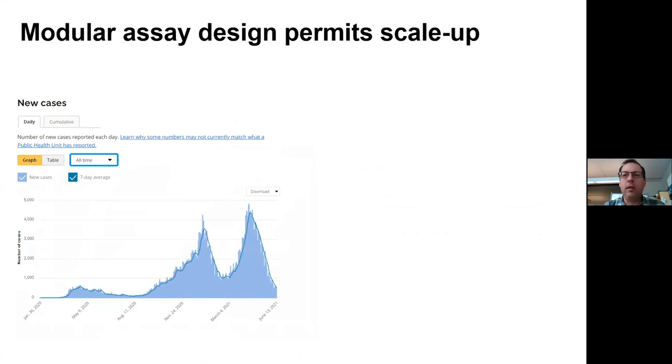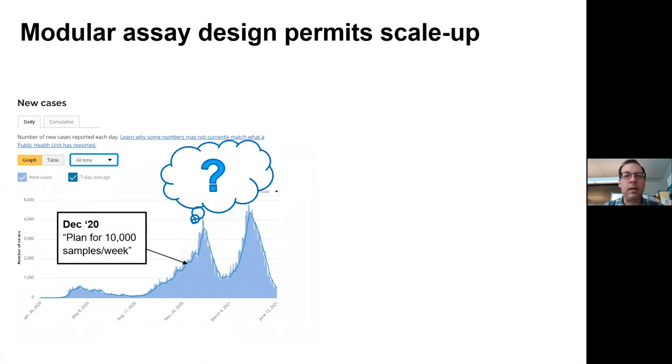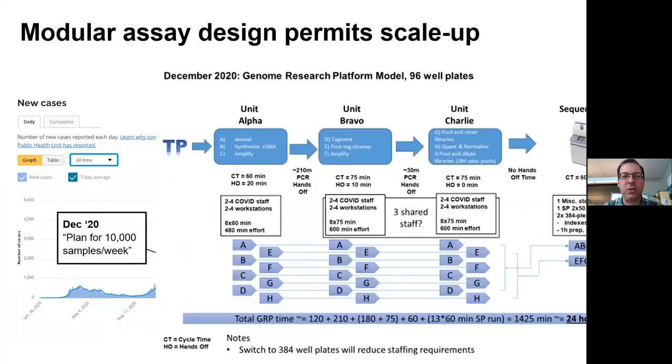The other thing that I wanted to note is that we're using a fairly modular assay design. It would have permitted scale up had it come to pass. And like I mentioned a few minutes ago, we were asked to plan for 10,000 samples per week. This was actually right before holidays. We were thinking about how would we do this either over the holiday or in January.